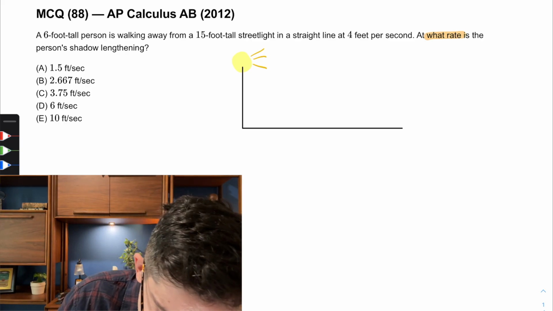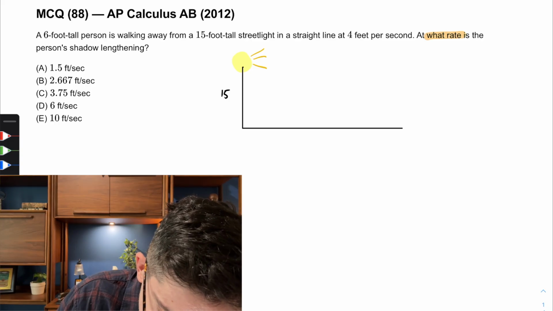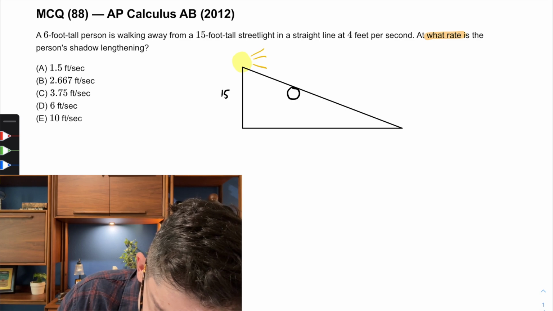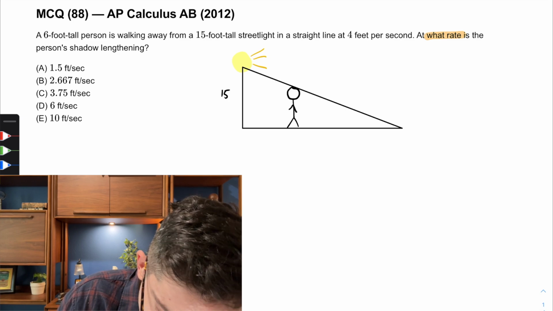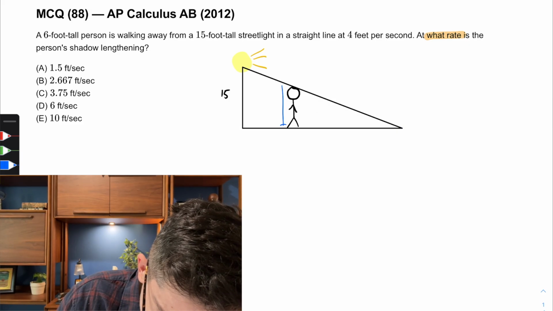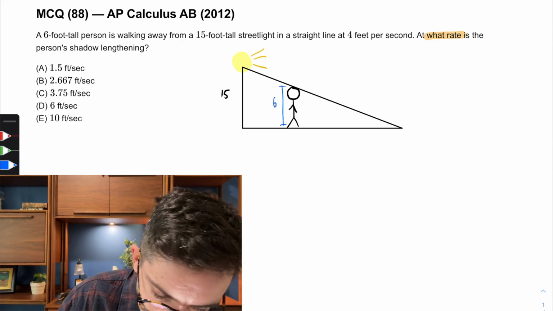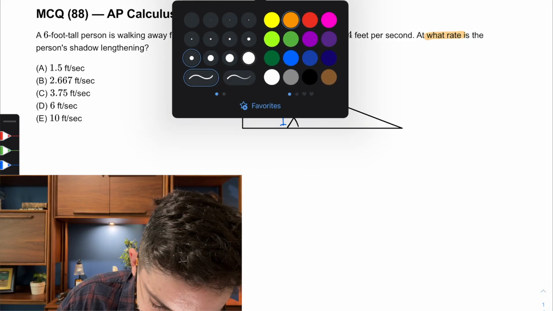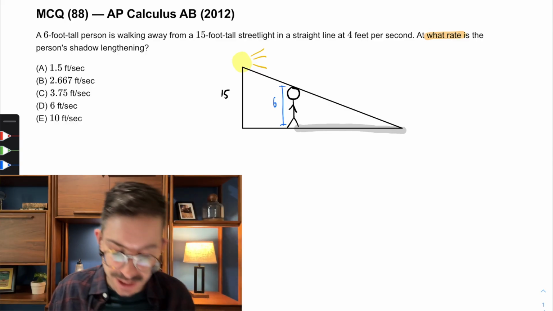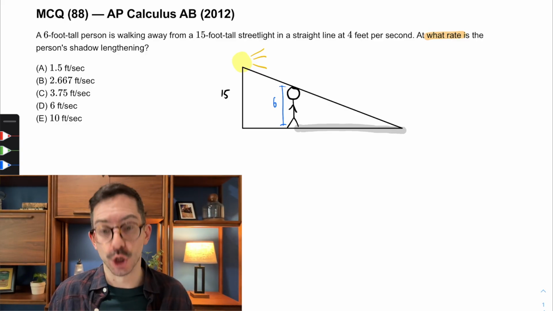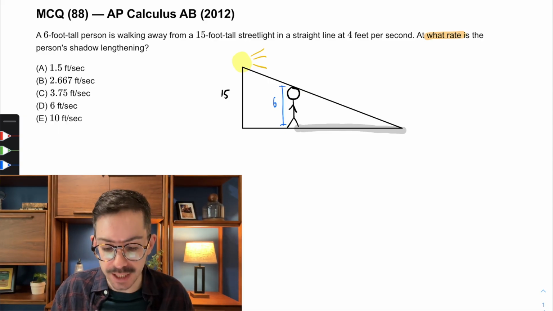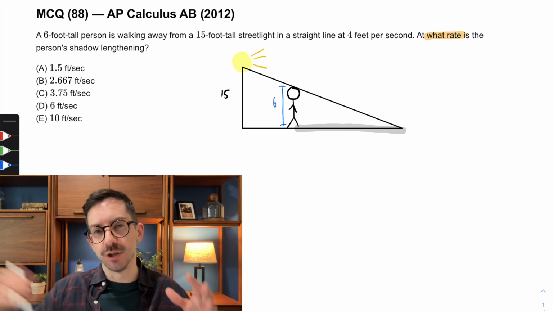So we have a street light. It is 15 feet tall, and it is casting a light down. It is producing a shadow. So this person is apparently 6 feet tall. And we have a shadow being produced. So this beam of light is hitting, just passing over this person's head to produce the tip of their shadow. And we want to know, as this person who is walking away at a speed of 4 feet per second, at what rate is the length of that shadow increasing?